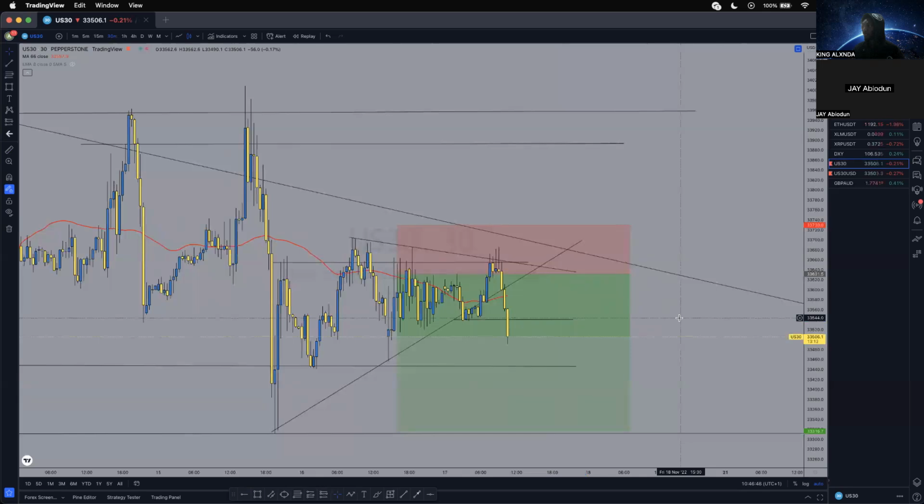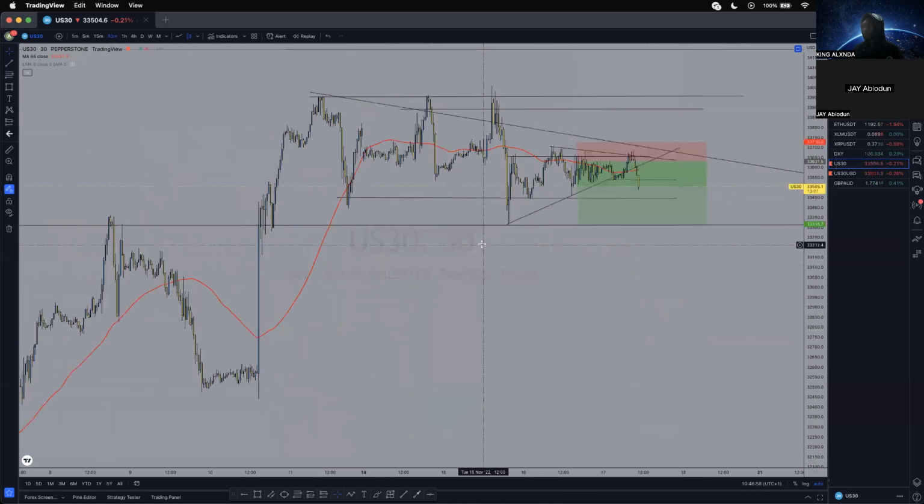Do you get it? Yeah, I understand. So we have the major trend line, which is what I call the trend line, and we have the counter trend line. The counter trend line tells me that the retracement is done, so it's time to enter for the major move.